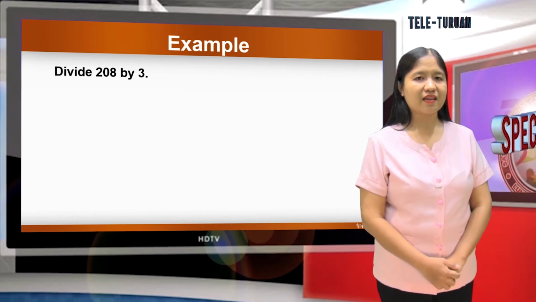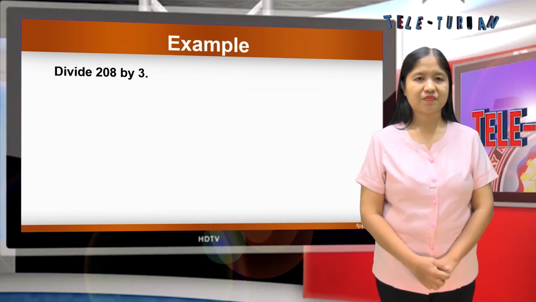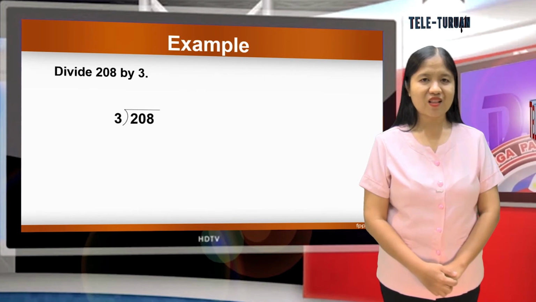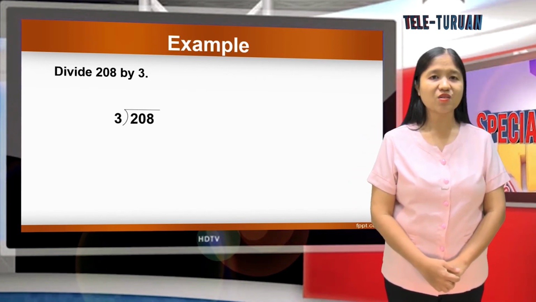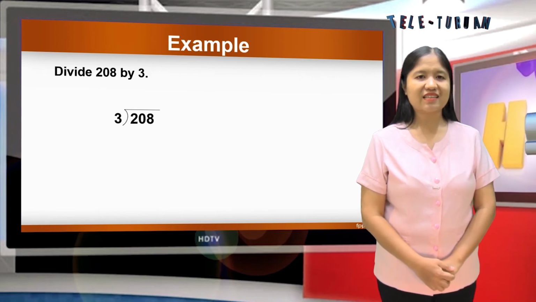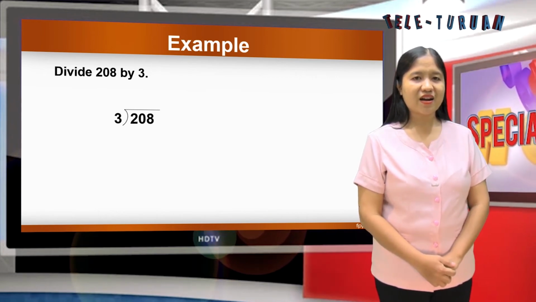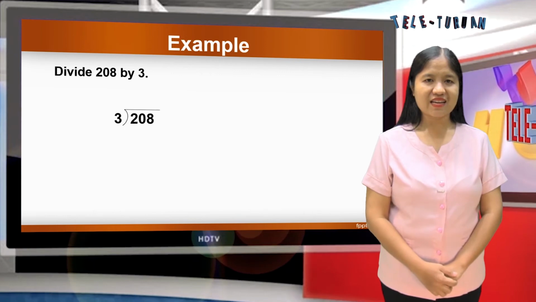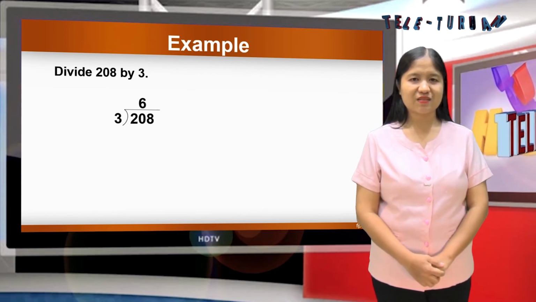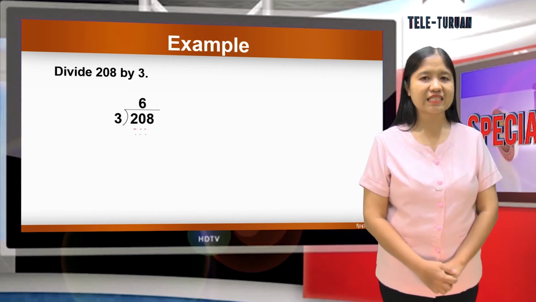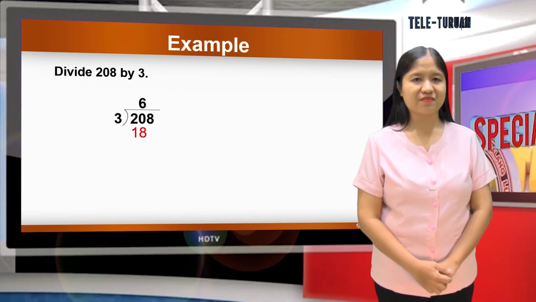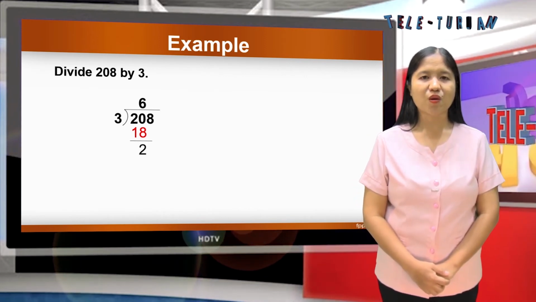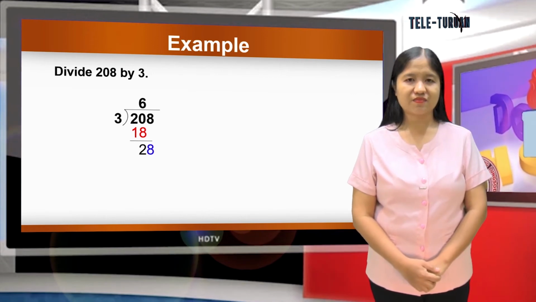Divide 208 by 3. Set up the long division by writing the division symbol where the divisor is outside and the dividend inside it. Divide 20 by 3. The answer is 6. 6 times 3 is 18. Then, subtract 18 from 20. The result is 2. Bring down 8.